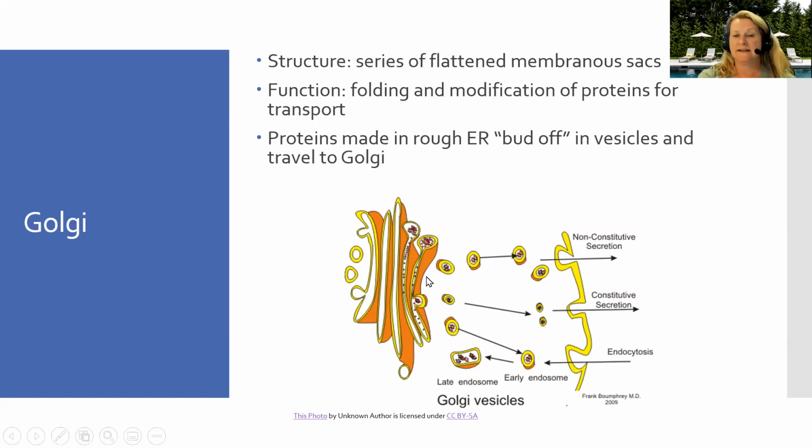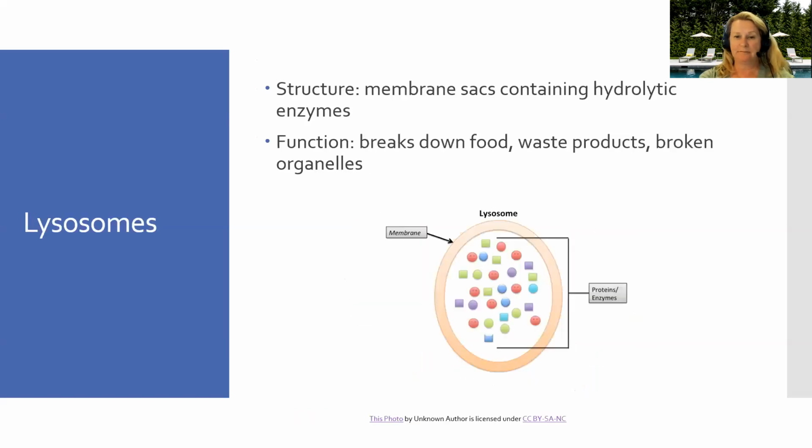And as you can see in this diagram here, those vesicles will travel to the cell membrane and meld with the cell membrane and secrete those proteins out of the cell. So the Golgi is really important in protein packaging and secretion.